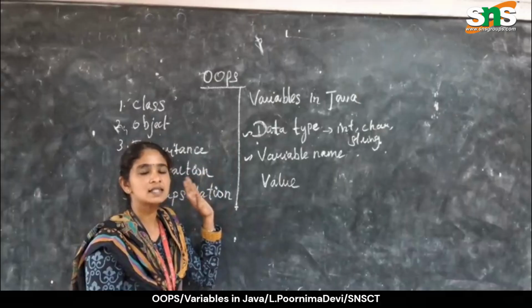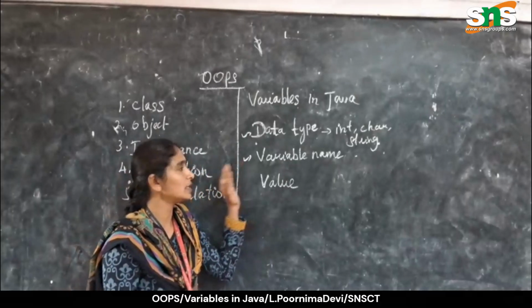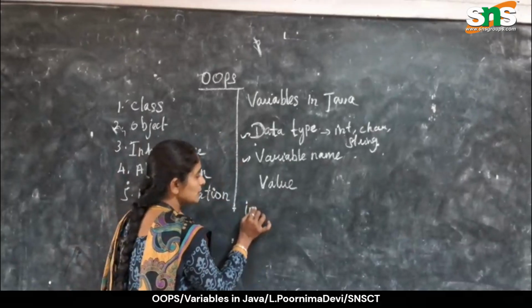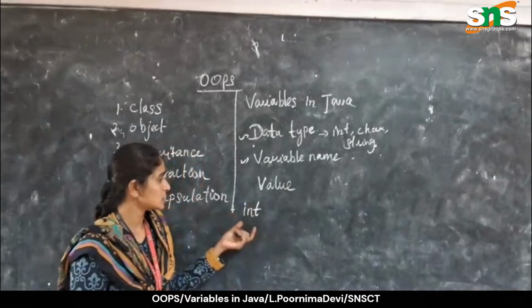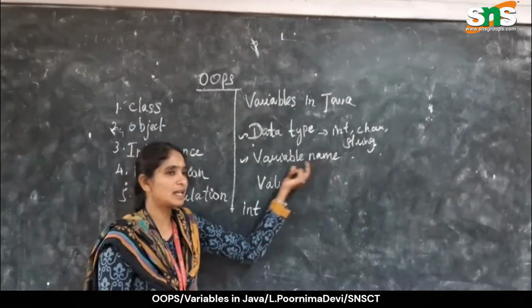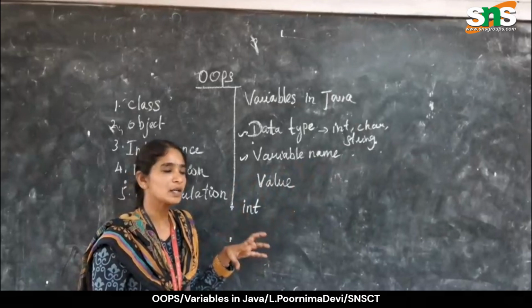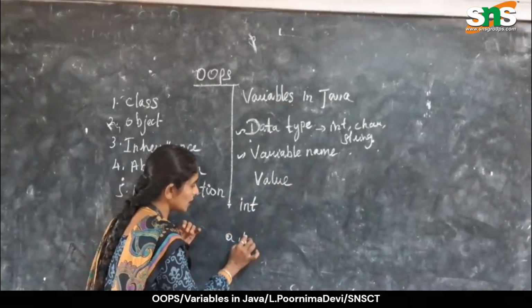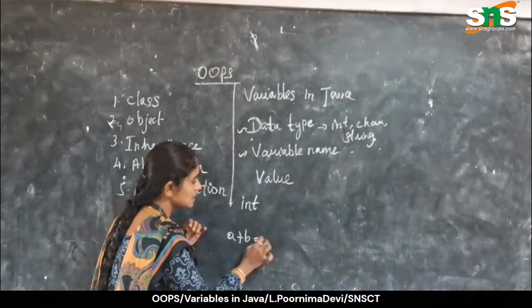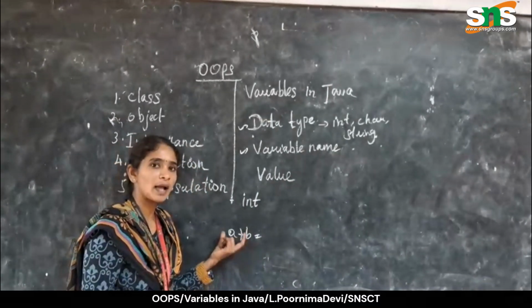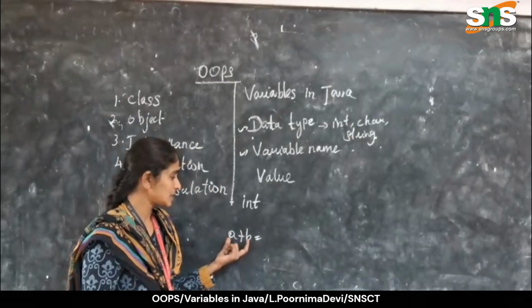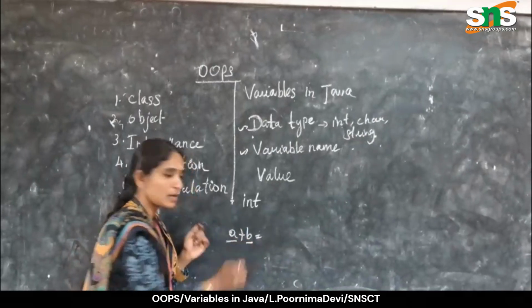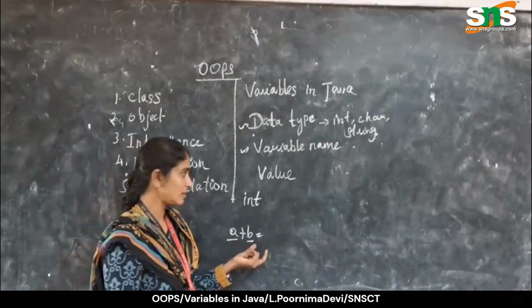So we have to put the data type. I mention the value as int. This is my data type, and then the variable name. If I want to write a program for the sum of two numbers, a comma b, a plus b. So a and b are the variable names.